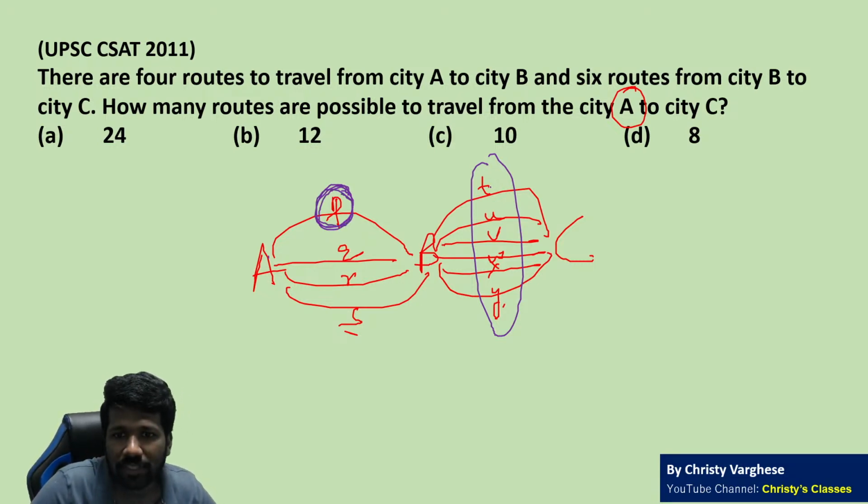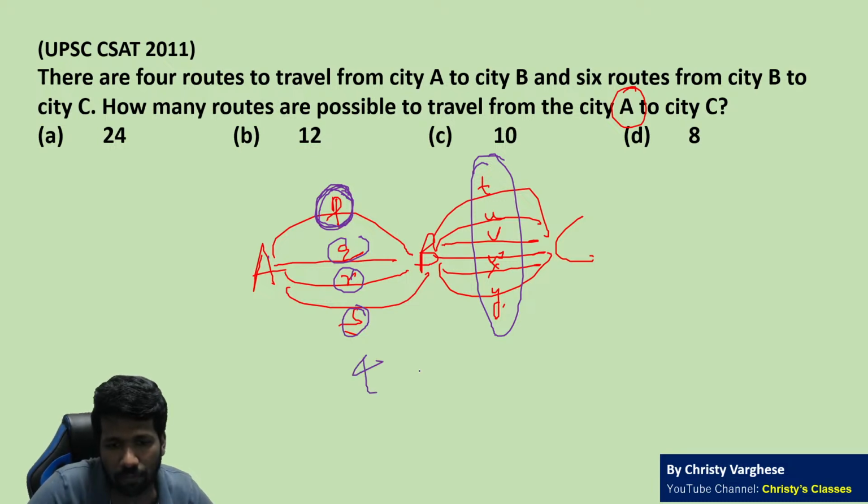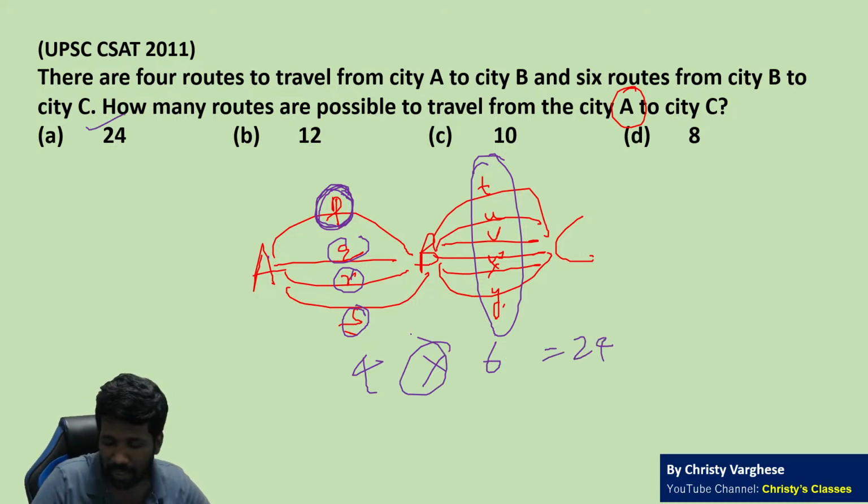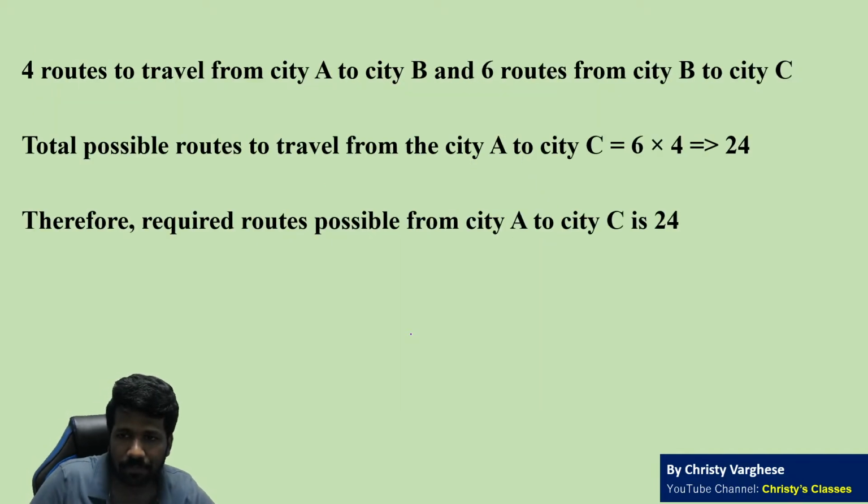P has 6 choices. Q has 6 choices. R has 6 choices. S has 6 choices. So 4 parts have 6 choices each. So 4 into 6, 24. Again, fundamental principle of counting. All clear? Please respond.